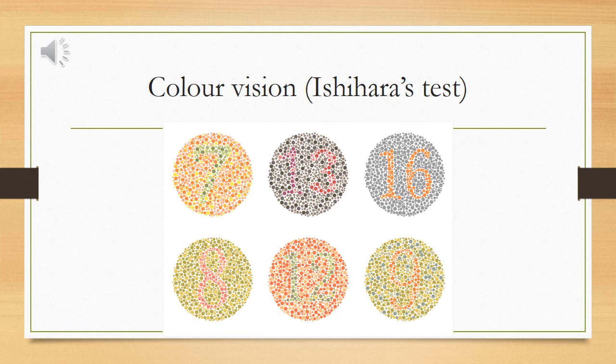The next part of the examination is the color vision, which is done by the Ishihara chart, which examines the color vision of the patient. Usually it comes with a small book, containing these shapes. The patient should be able to identify the numbers in these circles.